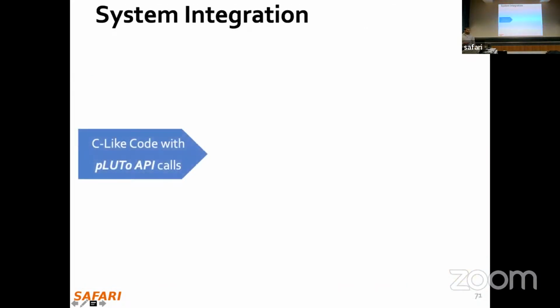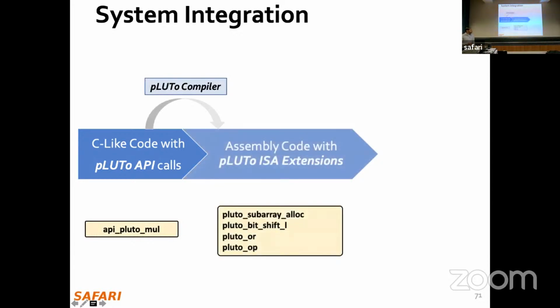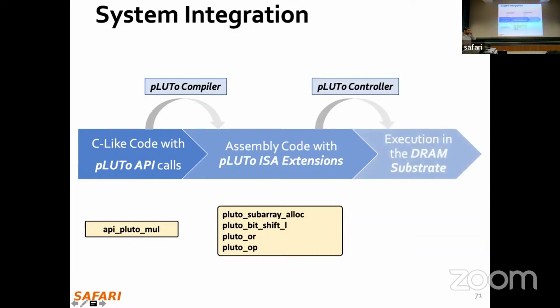We also propose some system support to integrate pLUTo into commodity systems, and this involves a pLUTo API that the user can use in C-like code. Then we have a pLUTo compiler, which translates the pLUTo API calls into pLUTo ISA extensions. And then we have a control unit that takes the pLUTo ISA operations and executes the pLUTo lookup table operations transparently in DRAM.